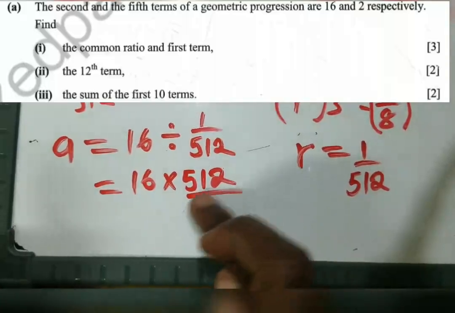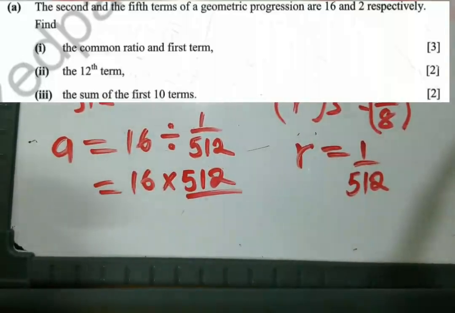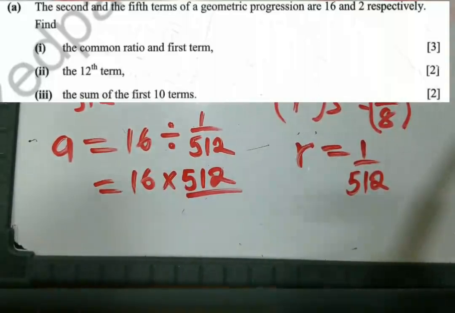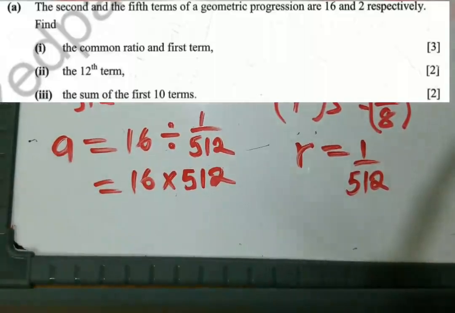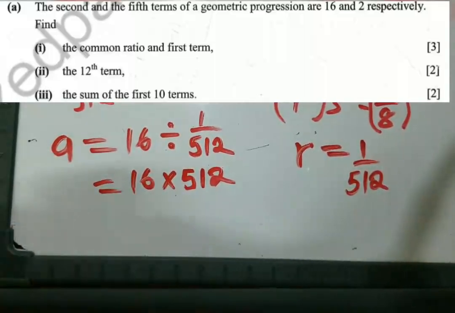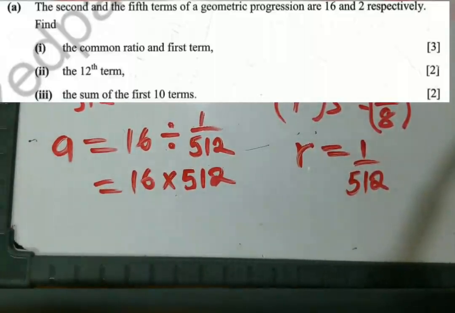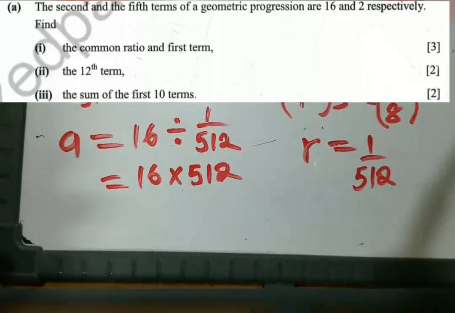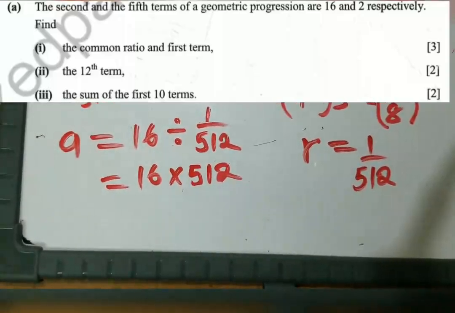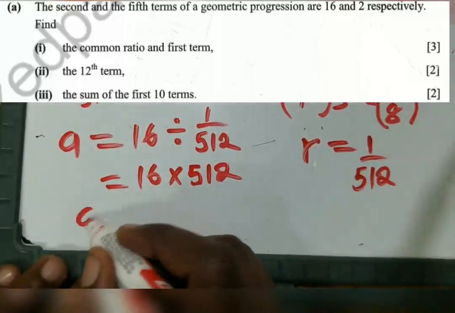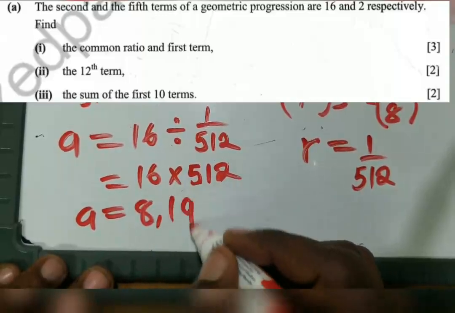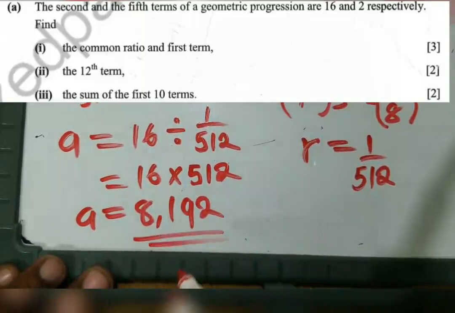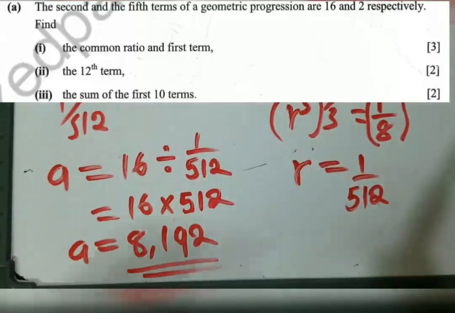What is 16 times 512? Actually, I'm not even using a calculator, but this is a paper 2 question, so you can be using a calculator. It's important for your time, so you can use a calculator when calculating that. So what is 16 times 512? A is equal to 8,192. So that is A.